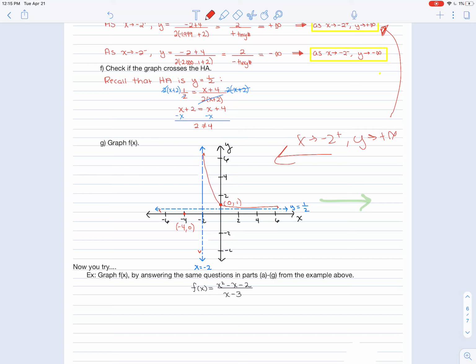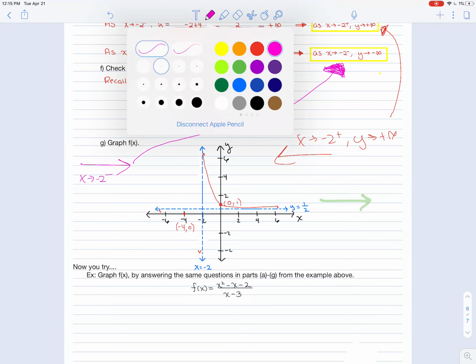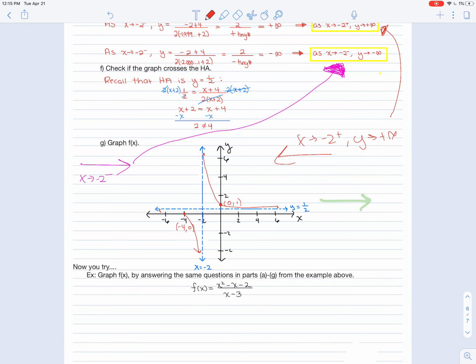Now let's take a look at the left side of our graph. If I want to see what's going on with my graph as I get closer and closer to -2 from the left, I'm going to take a look at that. Sorry about the mess, I can't point. So as x approaches -2 from the left, y is getting closer and closer to negative infinity. So our graph is going this way, down. And again, we don't cross the horizontal asymptote, so I know that I'm getting closer and closer to my horizontal asymptote.